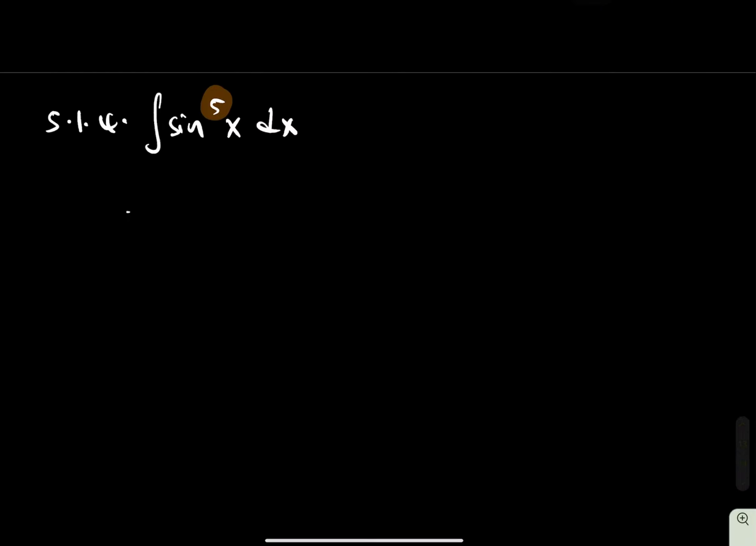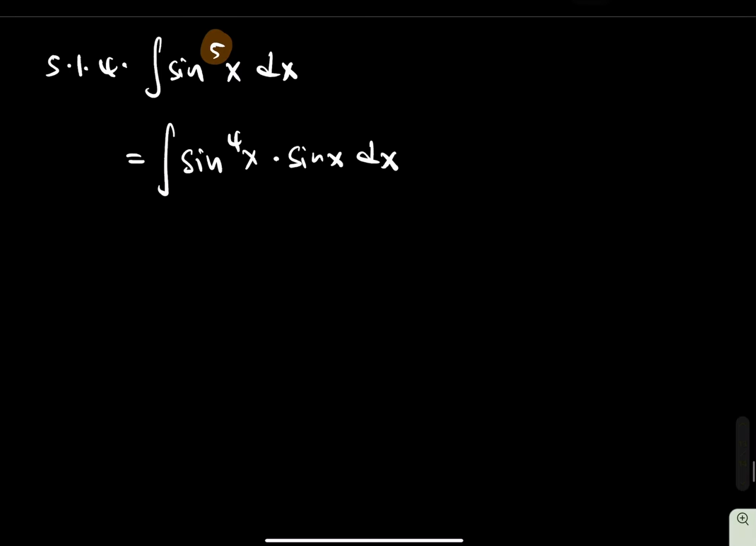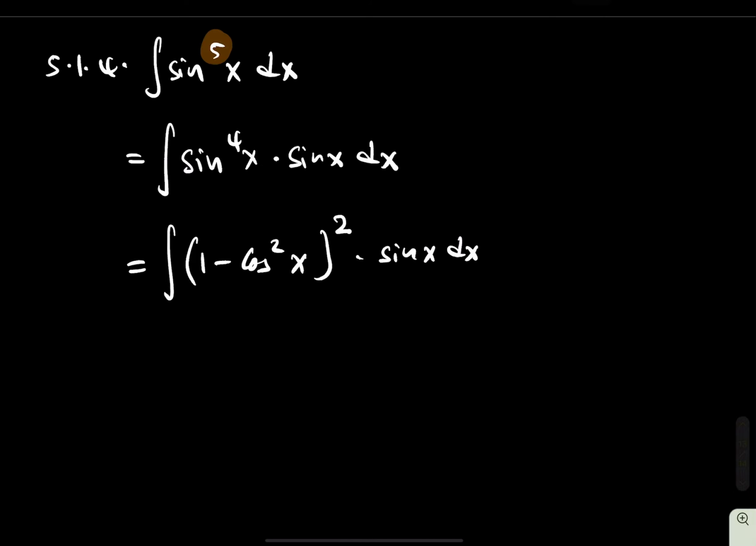So you are going to say to yourself, let me save one factor here. That is sine to the power 4 of x multiplied by sine x. It's the same as sine to the power 5. And then you are going to have 1 minus cos squared of x, everything to the power 2, multiplied by sine x dx, on the principle that this is sine squared to the power 2. It's going to give you sine to the power 4, times that, which is the same as the given problem. So I hope there's a sense of logic there.